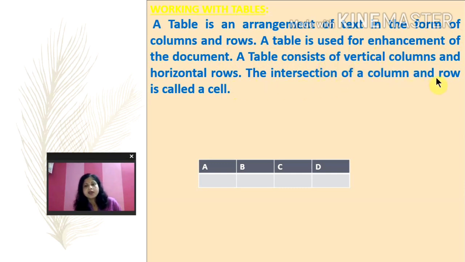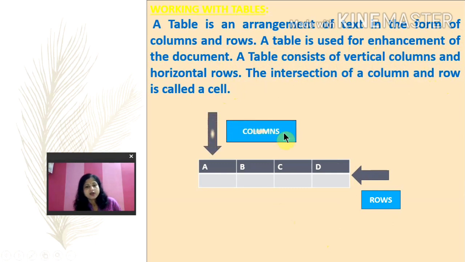The intersection of a column and row is called a cell. Now let us see which part of the table is called what. So suppose this is a table. See, these horizontal lines are called your rows. These vertical lines are called columns. And then the intersection of a row and column forms small cells, small boxes known as your cells. Okay, so these are the parts of the table.